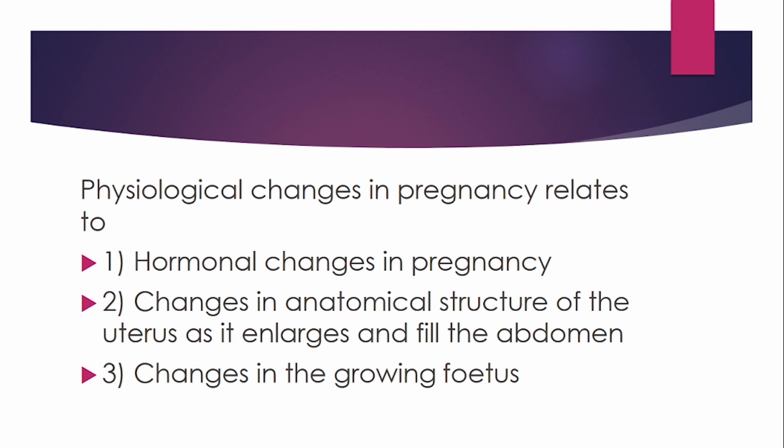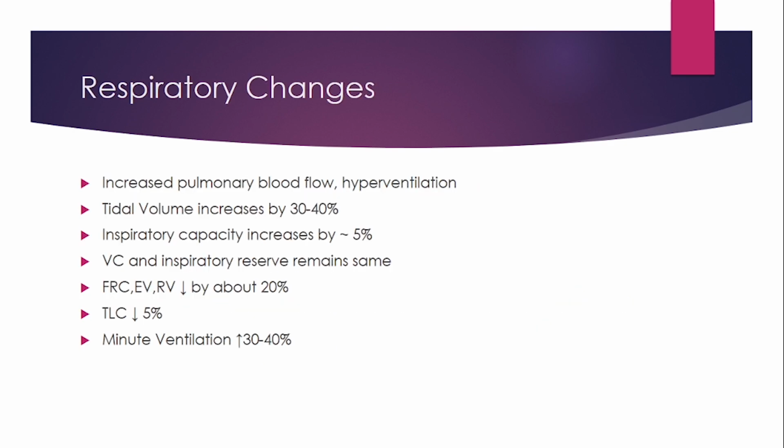The physiological changes that occur in pregnancy relate to, one, the hormonal changes that take place in pregnancy. It also relates to the changes in anatomical structure of the uterus as the uterus enlarges and fills the abdomen. It also relates to the changes that take place in the growing fetus. I will be talking about the various changes that we have in the various systems of the body, and we'll be starting with the respiratory system.